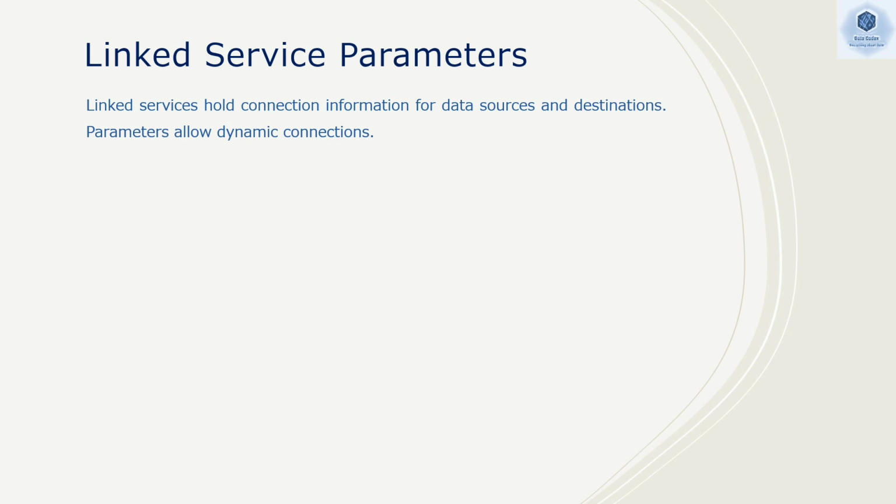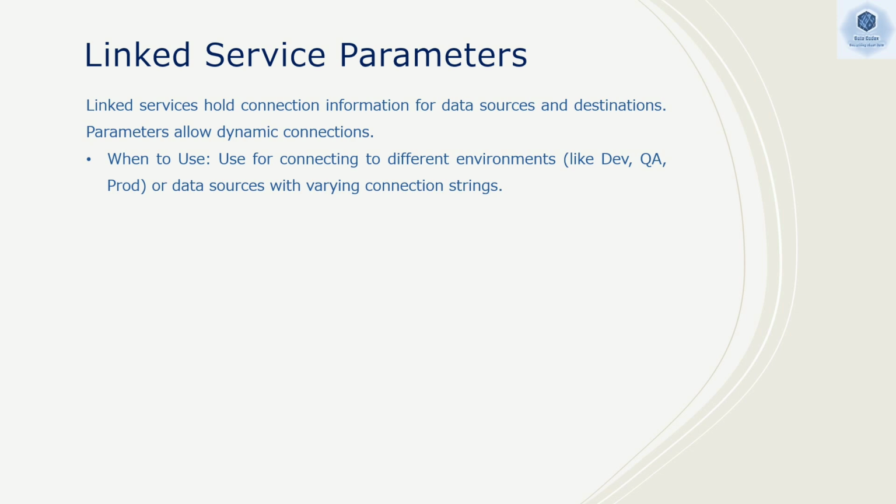So what is a linked service parameter? Just like in the dataset parameters, you are able to add dynamic content for your linked service. This is basically the connection string for your environments. So you can create a single linked service for your dev, QA and prod environments. This might be helpful for you to maintain the connections very efficiently.